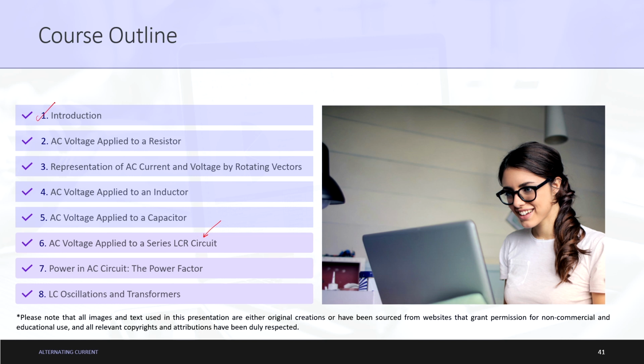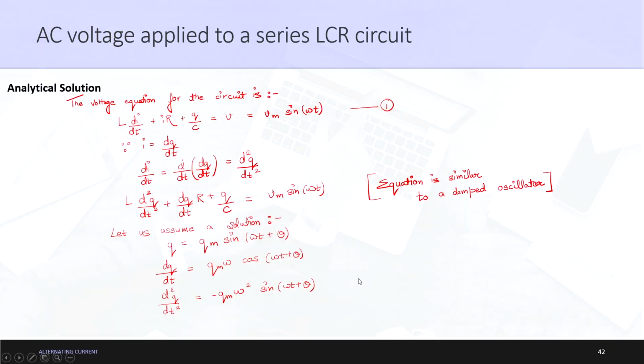We have completed the introduction part, AC voltage applied to a resistor, representation of AC current and voltage by rotating vectors, AC voltage applied to an inductor, and AC voltage applied to a capacitor, and currently we are on the 6th topic. It is divided into 2 parts. To understand the solution, we first looked at the phase diagram solution, and now we are moving to the analytical solution. So, this was how we started with the analytical solution.